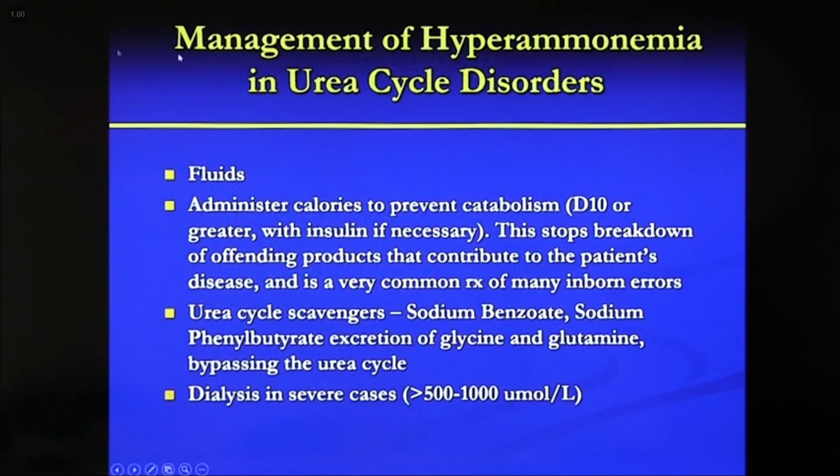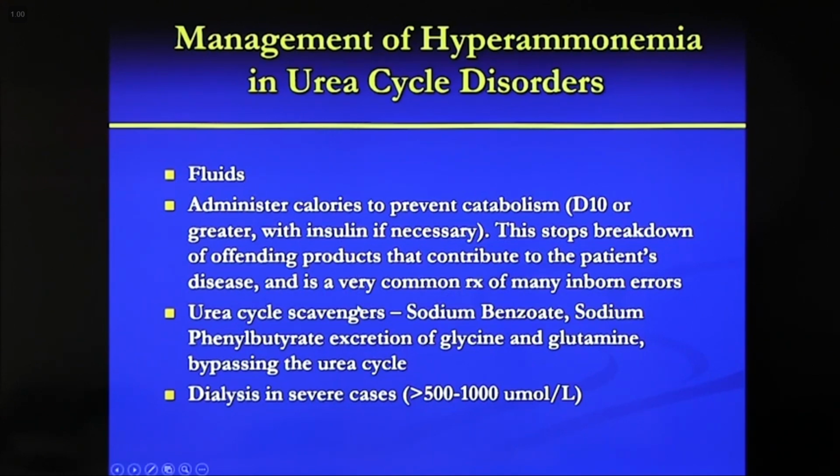How do we manage urea cycle disorder? Well, I talked about D10, and in this case, what we're trying to do is prevent the baby from breaking down his or her own muscle tissue. And the muscle is the main storage for amino acids. So if you need calories and you get past your glucose and glycogen, you get past your fatty acids, guess where you go? You start breaking down your own muscle tissue. And if you administer D10, you stop that process at least for a little while.